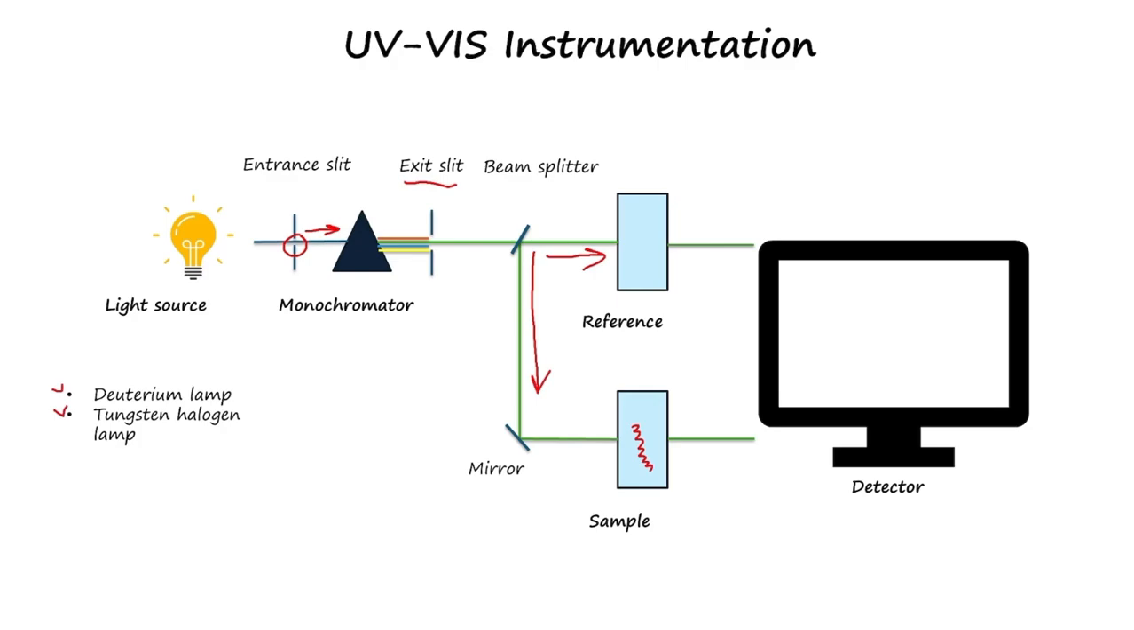Finally, the computer and data system compare the signals from the sample and reference beams. The software uses the absorbance values to plot a spectrum of absorbance versus wavelength, generating the final UV-Vis spectrum that reveals the electronic transitions occurring in the molecule.